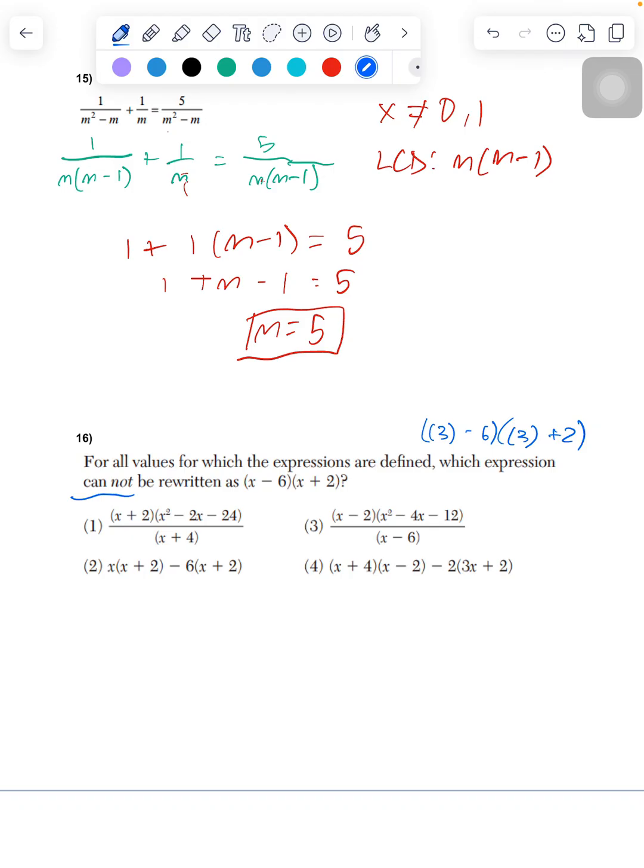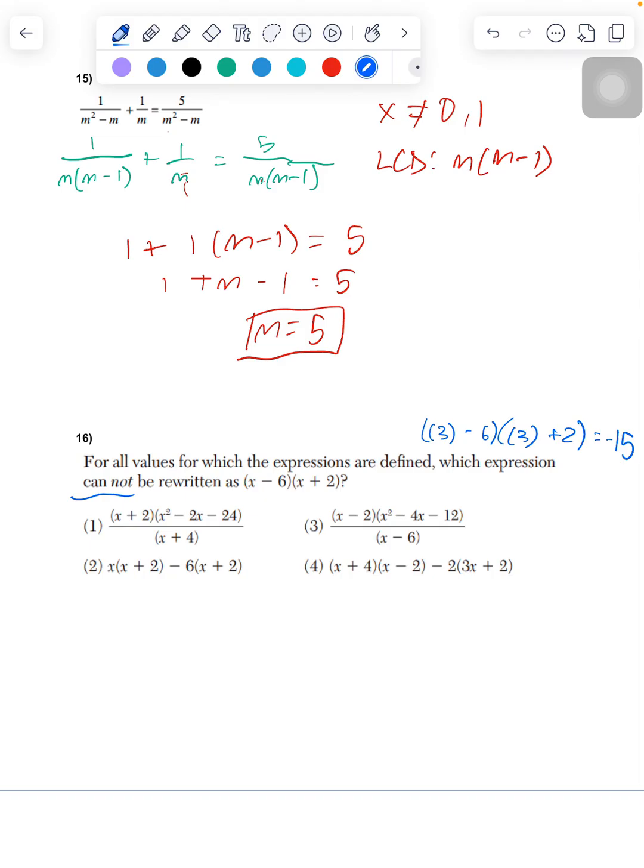So if you did this, 3 minus 6 is minus 3, times 5 is going to be negative 15, right? So you're going to check which one of these, when you plug in 3, is not going to be negative 15. So you could just do that. You can do that on the calculator. I'm not going to do that. I'm going to show you how to do it algebraically.